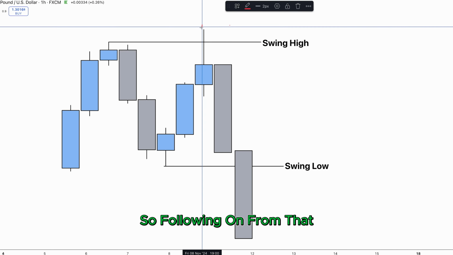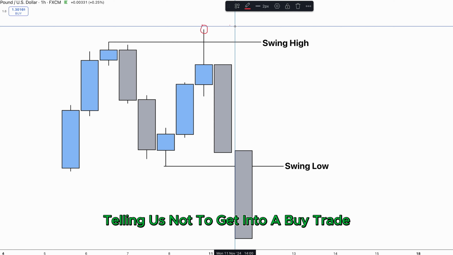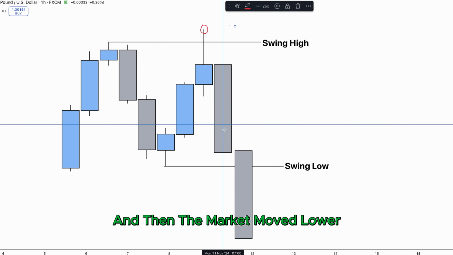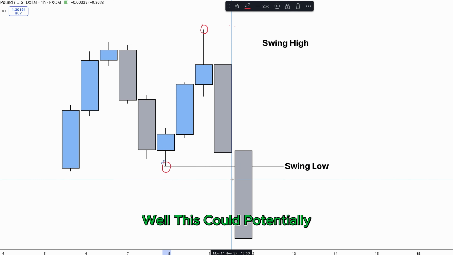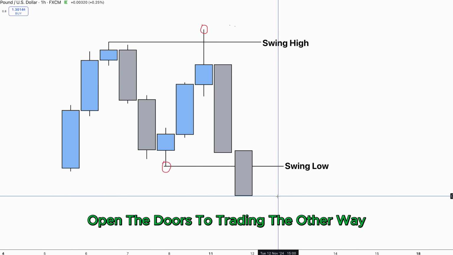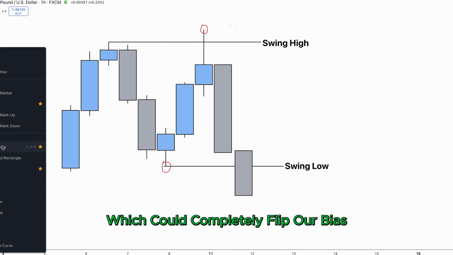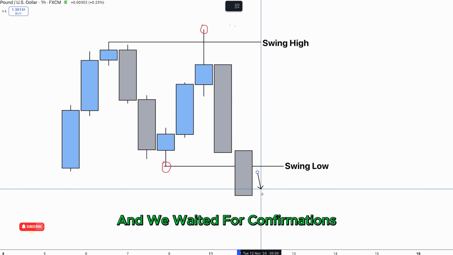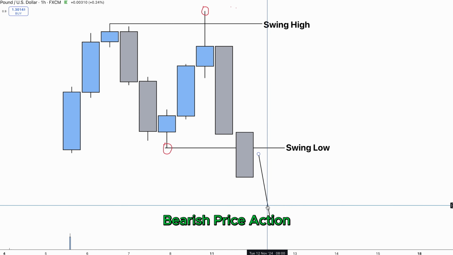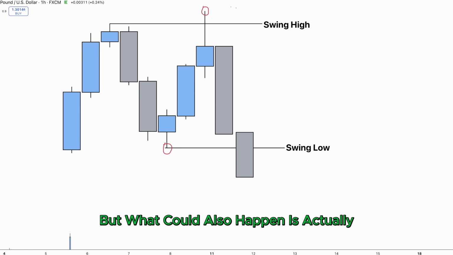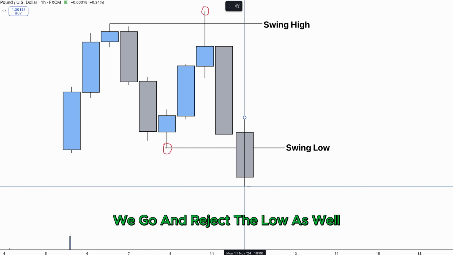So following on from that, if the swing high was rejected, telling us not to get into a buy trade, and then the market moved lower and pushed past the previous swing low, well, this could potentially open the doors to trading the other way, which could completely flip our bias. And if we were aware of this and we waited for confirmations, we'd be able to take advantage of this new bearish price action. But what could also happen is actually we go and reject the low as well.